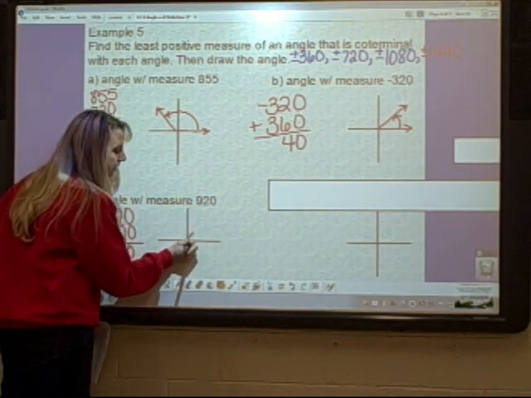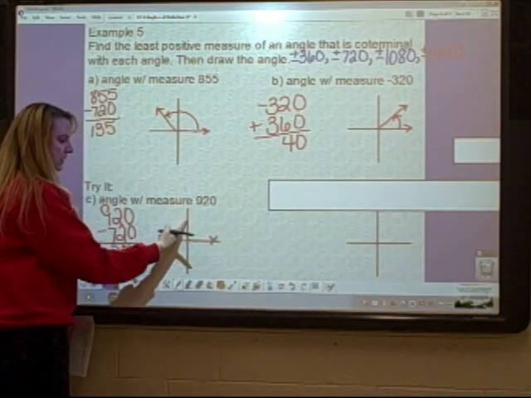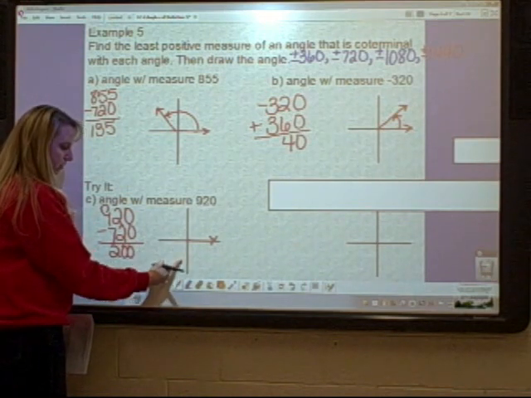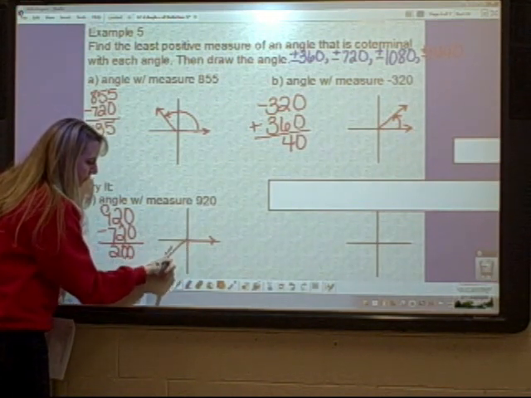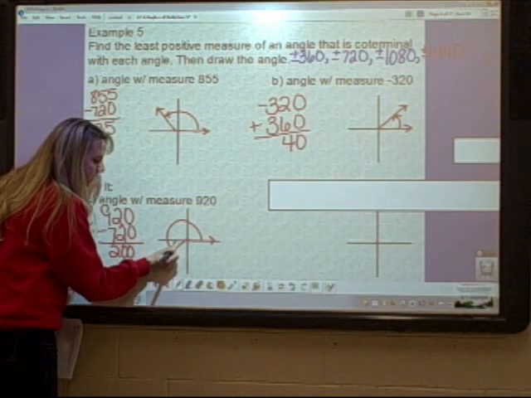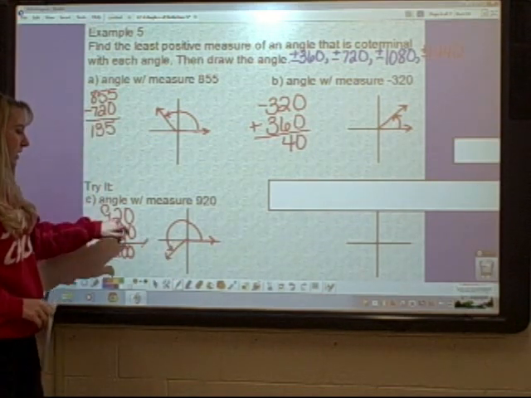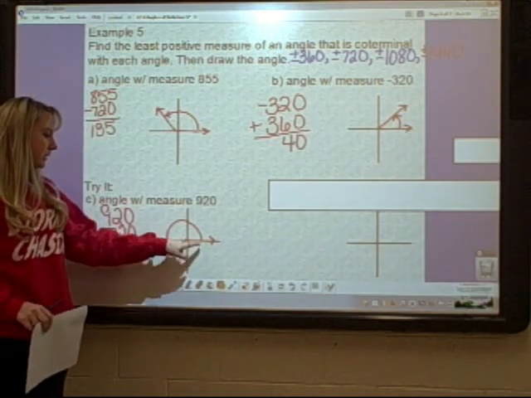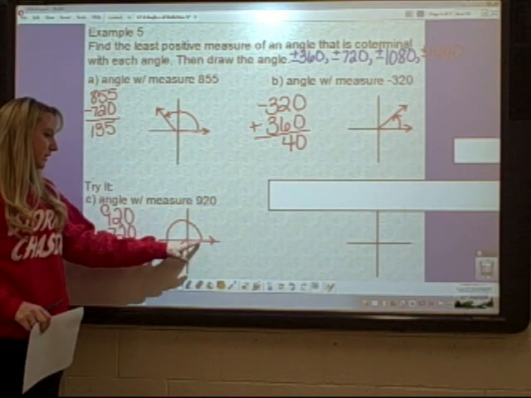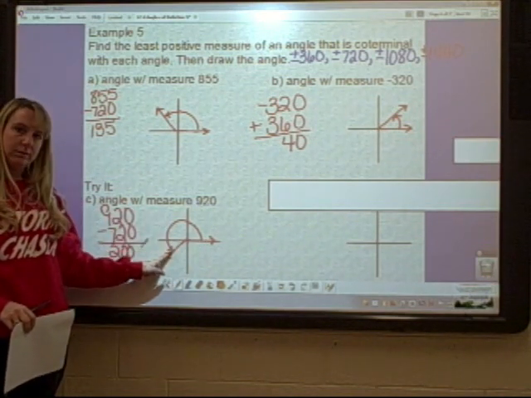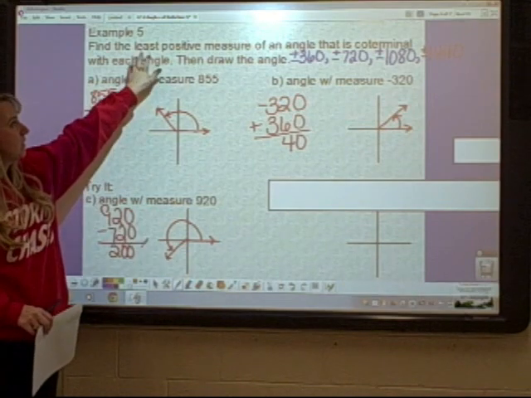So I have an initial side, positive 90, 180, 270, so I'm going to back it up. Draw a positive rotation, but the 920 would be a full 360, a full 360, and then another 200. But we don't want to show all of that. We want the least positive measure.